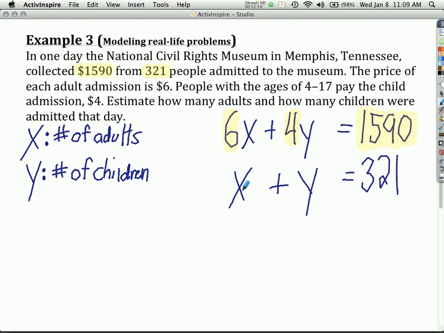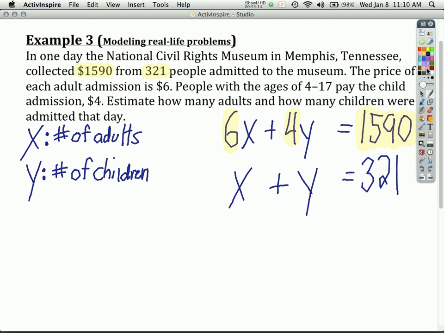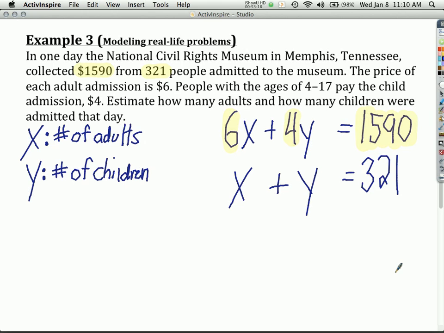Now we want to answer the question. How many adults and how many children were admitted that day? So we need to solve and find x, and we need to solve and find y. So what can we do? Anyone have an idea? Go ahead, Brandon.